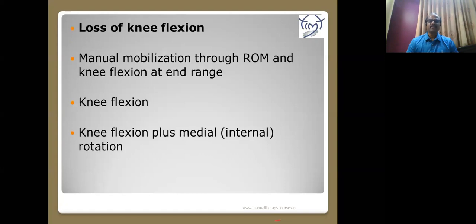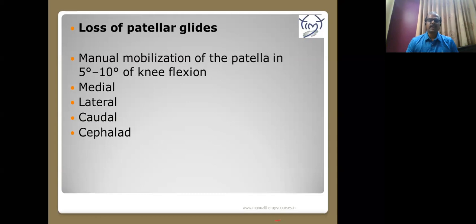The same way for knee flexion also. Knee flexion can be effectively increased by doing the internal rotation, or by increasing the rotatory mobilization. Not only with the internal rotation, you can do an internal or external rotation, whichever is more comfortable or more symptomatically free for the patient. And you do the patella glides, which can be done as a soothing technique, like how we do pendulum exercises for the shoulder. The patella glides have to be done in 5 to 10 degrees of knee flexion.